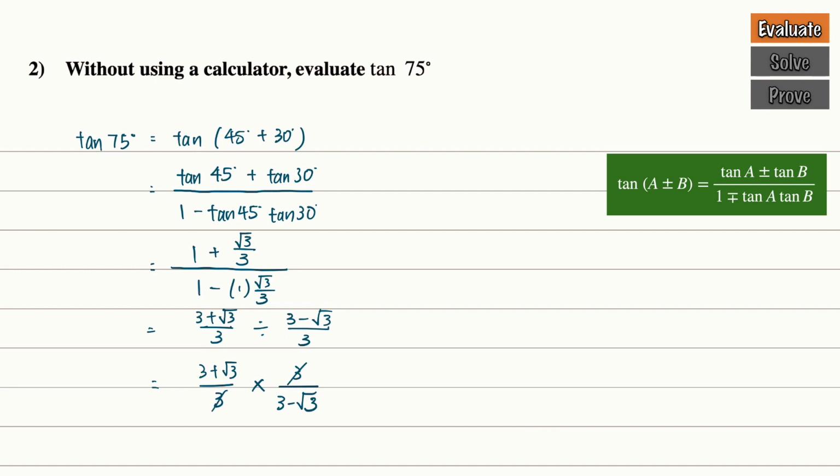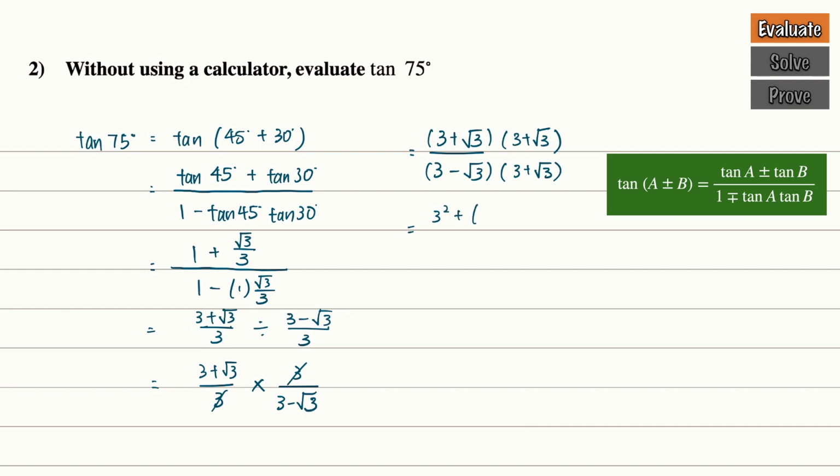Simplifying further, we can cancel out the value 3 over here. We will then have 3 plus square root 3 over 3 minus square root 3. Now for me, this is not enough. We can simplify this much more by multiplying the conjugate surd at the denominator and at the numerator. This will rationalize the denominator so that the denominator will not have any square root. So let's check this out. We can multiply 3 plus square root 3 on both the top and bottom of the fraction.